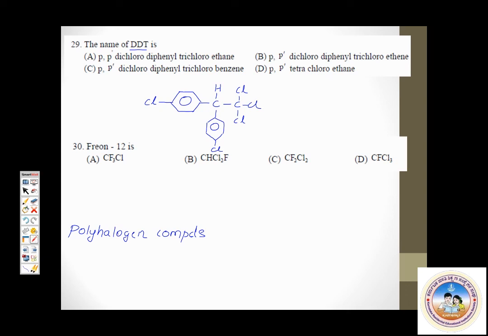I'll highlight this now. Para prime, dichloro, diphenyl, trichloro, ethane. Very simple. So this therefore is option A. Option A becomes the correct answer. Para prime, dichloro, diphenyl, trichloroethane must be the correct answer. Yes. That was question number 29.